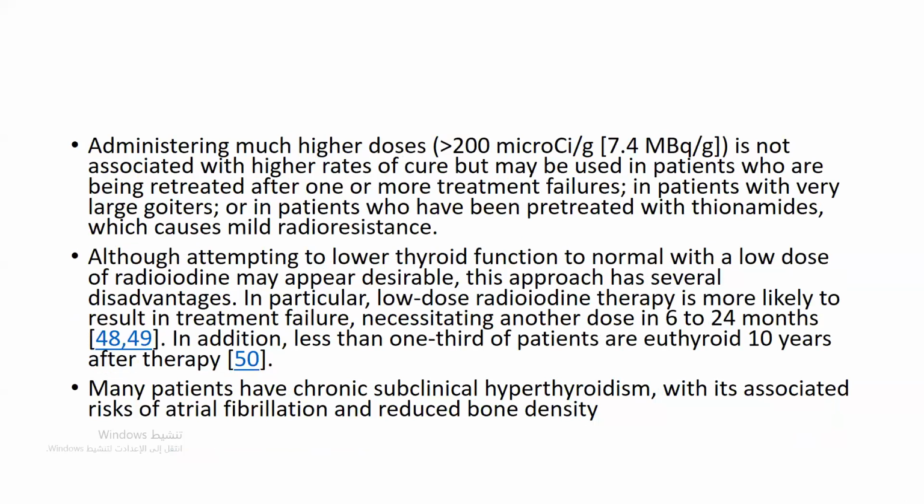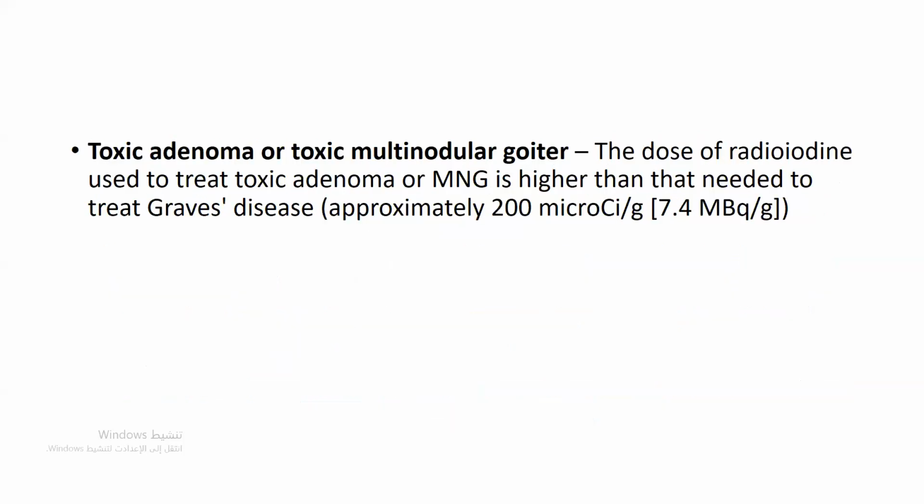Administration of much higher doses is not associated with a higher rate of cure, but may be used in patients who are being retreated after one or more treatment failures. So this is to convey the message that even after the first dose of radioactive iodine ablation, there may be a chance of relapse, and after proper assessment, 6 to 12 months after that, if there is still hyperthyroidism, a second dose can be administered, and this is the time to give a higher dose, as you see. For toxic adenoma and toxic multinodular goiter, the dose of radioiodine ablation is approximately 200 microcuries per gram.